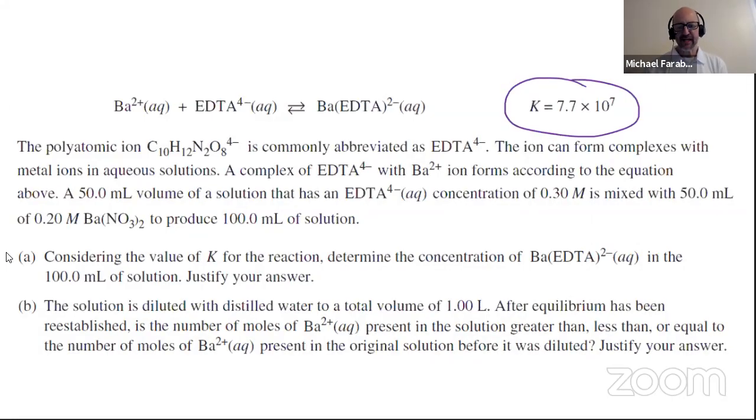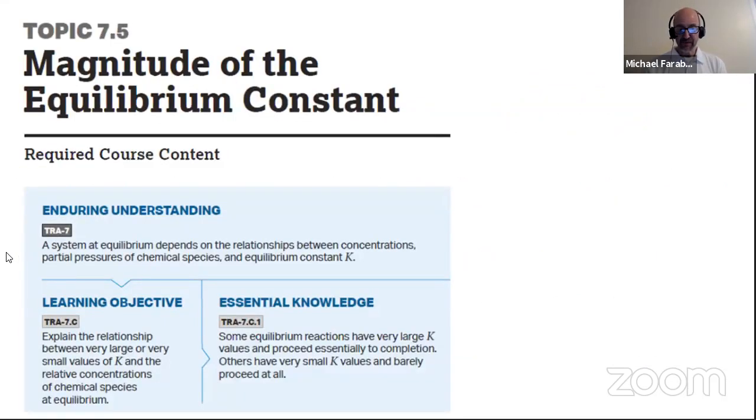And I'm going to call your attention to something that was mentioned earlier in our discussion of equilibrium. And this is in topic 7, specifically topic 7.5 in the AP Chemistry course and exam description, the magnitude of the equilibrium constant. So some equilibrium reactions have very large values of K and then proceed essentially to completion. Other equilibrium reactions have very small values of K and barely proceed at all.